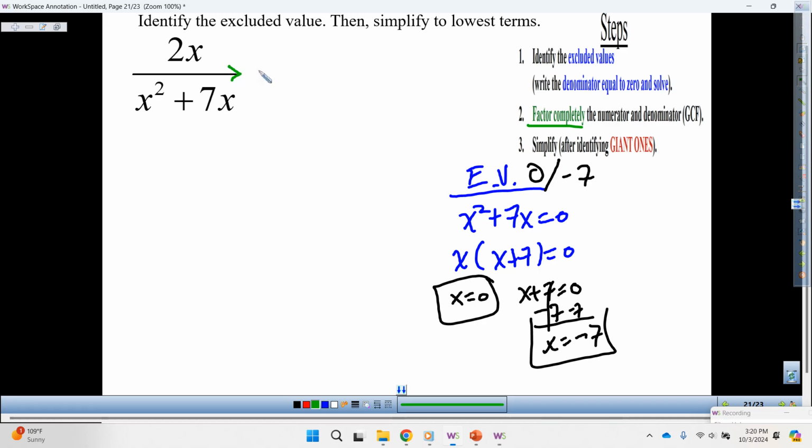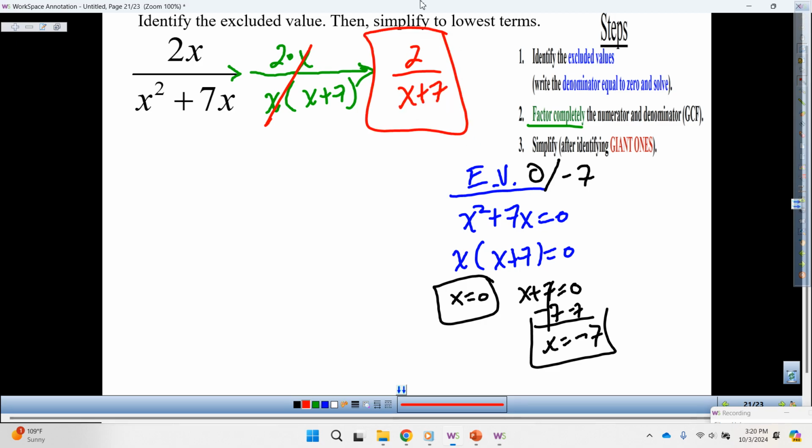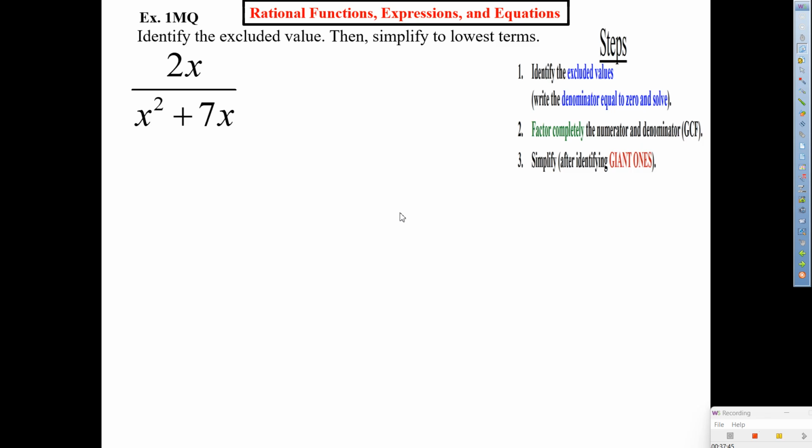Isaac, help me out. What do I write on the numerator? 2 times x. Denominator: x plus 7. Giant ones: the x, and that leaves us with 2 over x plus 7. Hands if you got that? Let's go. Those are too easy. Ready for another one? Plenty of time.